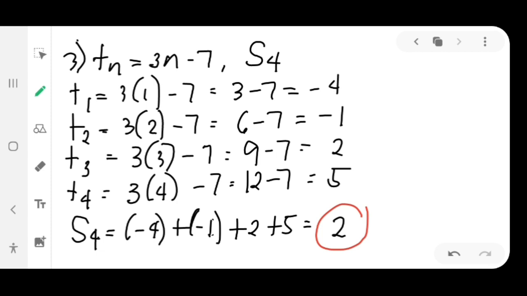Now, what have you observed in using method number 1? Method number 1 is very easy to use when you already have the list of the terms. But when you are only given the general term or the first term and the common difference, our solution would be long.